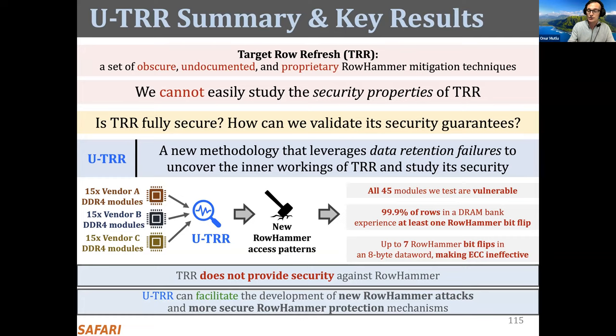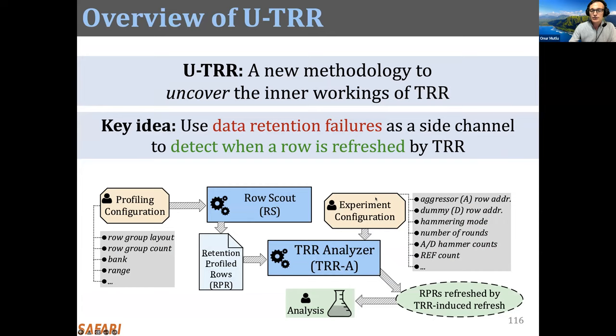Let me quickly give you the overview. I already gave you the basic idea. To be able to do this, you need to use the data retention failures as a side channel to detect when a row is internally refreshed by this proprietary mechanism that's taking place inside the DRAM chip. So to be able to do that, you need to set up an experiment, basically. And the experiment needs you to really figure out what the retention times of different rows are, and basically induce retention failures or avoid retention failures in these rows, and craft access patterns to these rows such that they get refreshed.